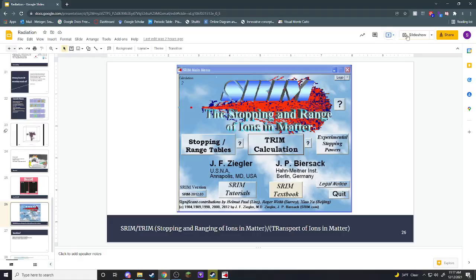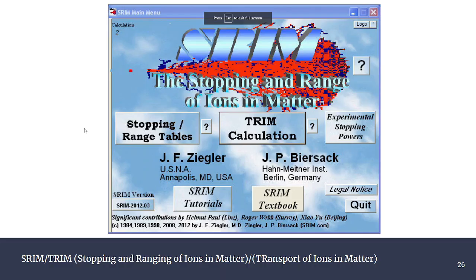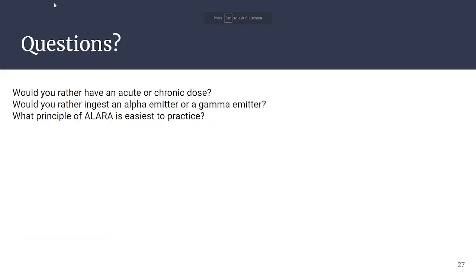And I think that's all I had for you guys. I had a few questions for you guys, just to see if you remembered. Would you rather have an acute or a chronic dose? If I were to give you some radiation, what kind would you want to deal with?